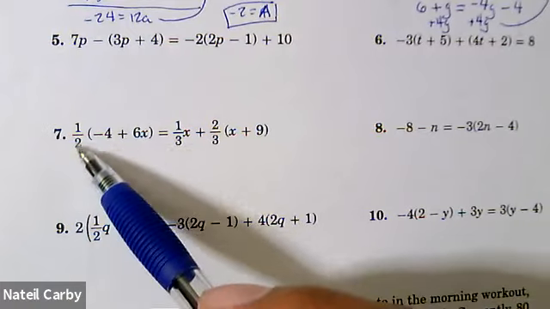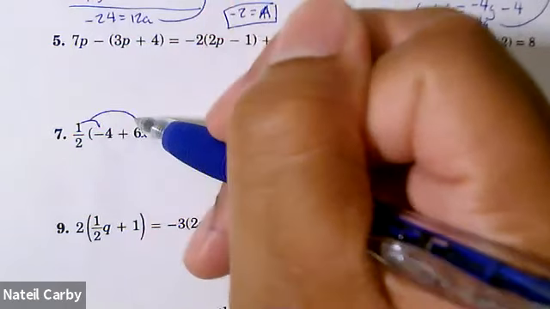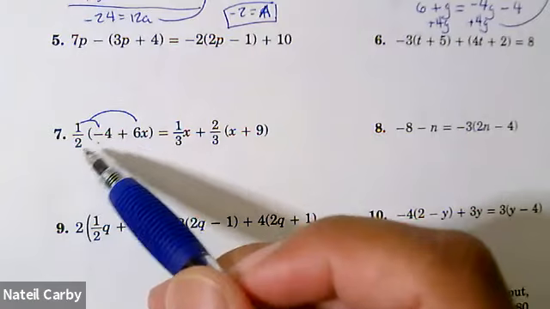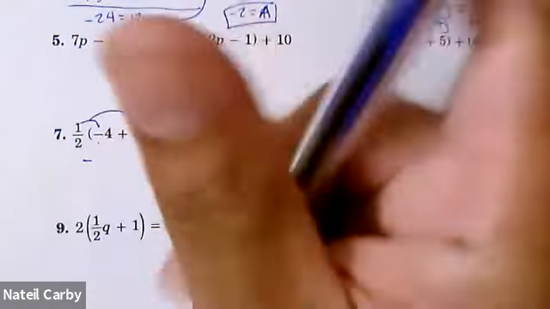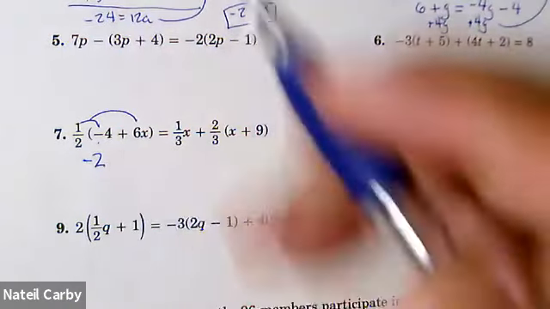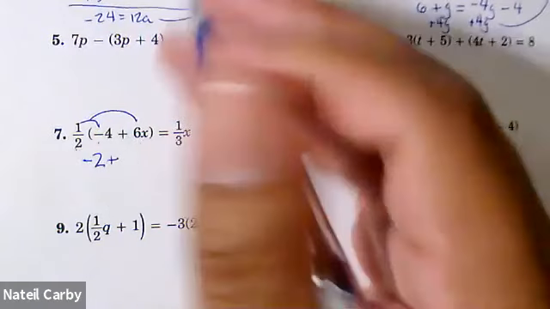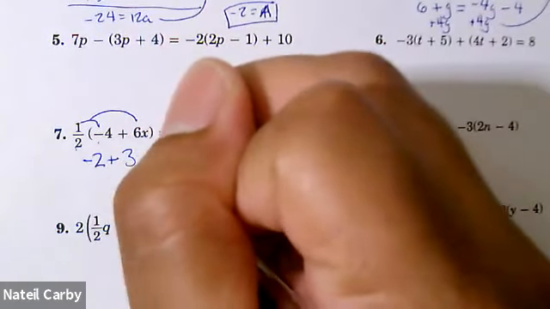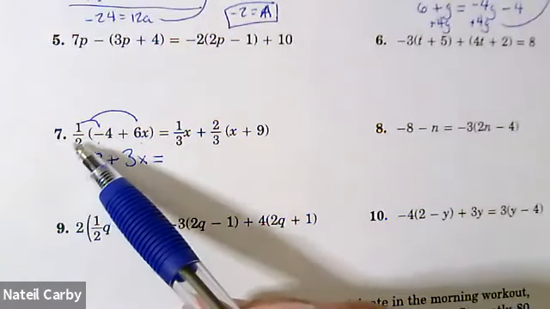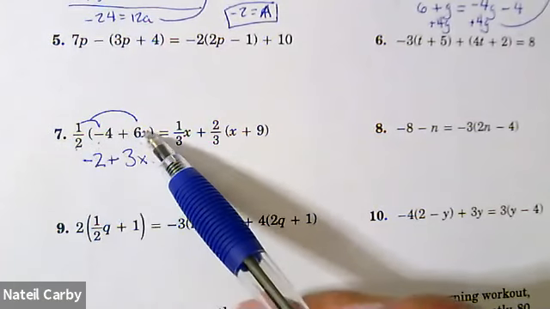Okay, but you're gonna do 1/2 times -4 and 1/2 times 6x. Half of -4 is -2, plus half of 6x is 3x. That's what 1/2 times means, half of, right? So half of -4, -2, half of 6x, 3x.